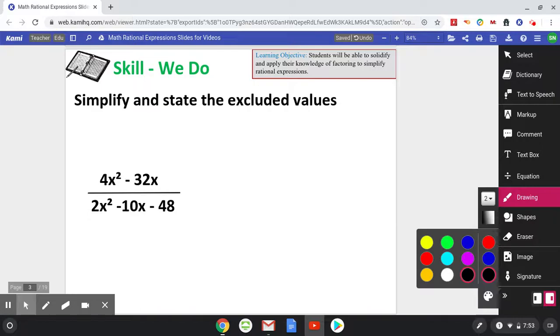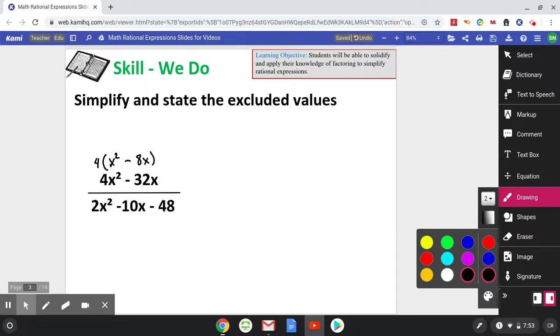Okay, at the top of the fraction, I can see that both the 4x squared and the negative 32x are divisible by 4. So I will be factoring a 4. I'm looking at the greatest common monomial factor. And all divided by 4, I'm left with the x squared. Negative 32 divided by 4 is negative 8x.